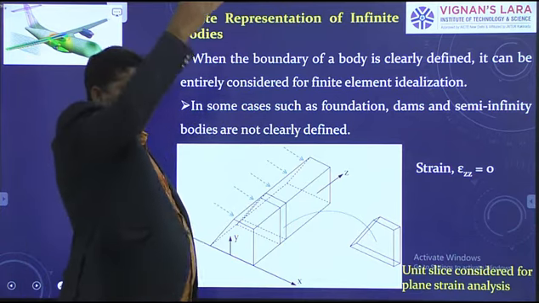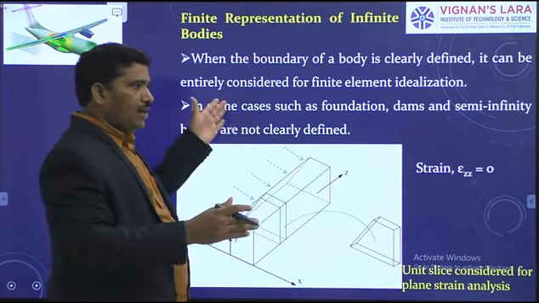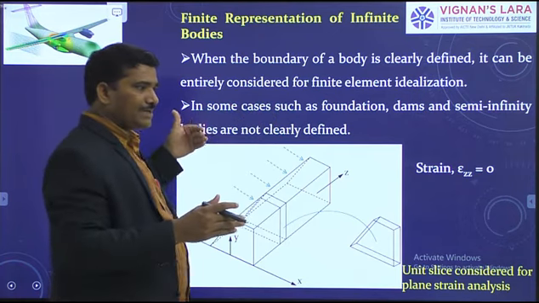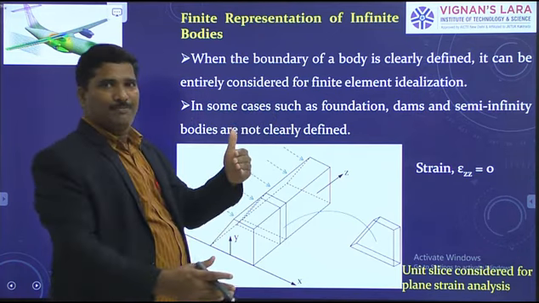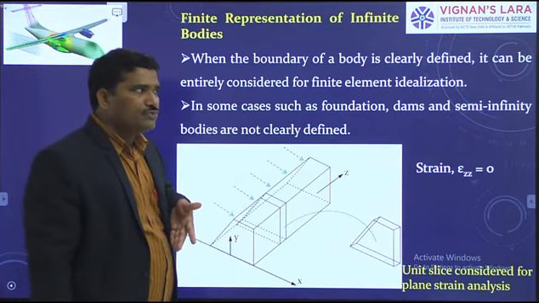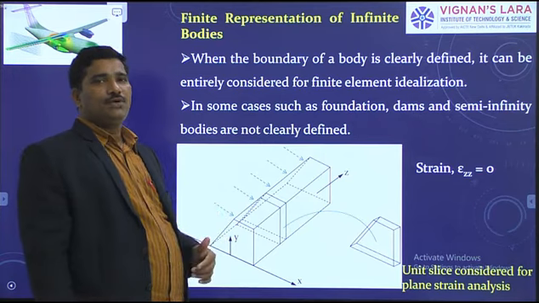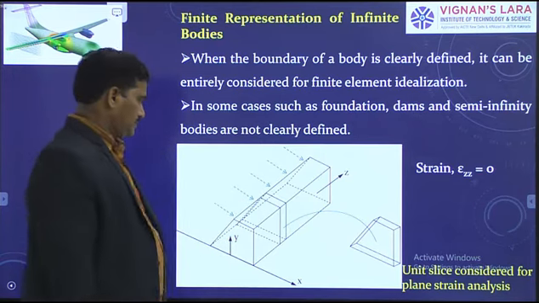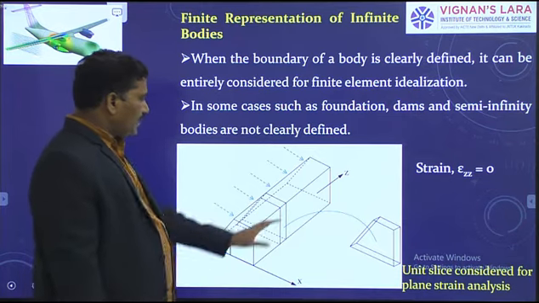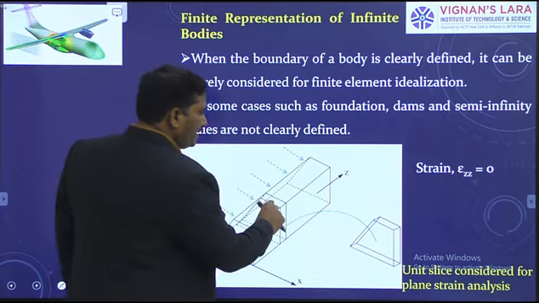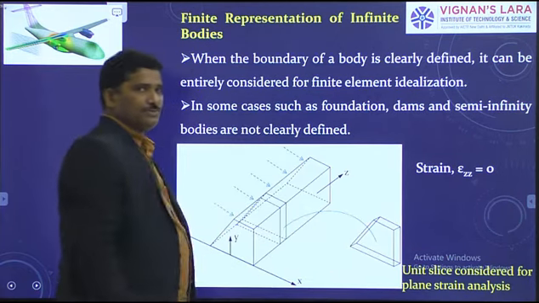We observe a dam like this. Then water pressure acts like this. What type of loading is it? It is the transverse loading to the dam. Have you seen the dam? Its length is very large. What type of loading? We observe transverse loading. So therefore, instead of taking the entire dam, if you take a unit slice as shown, slice?